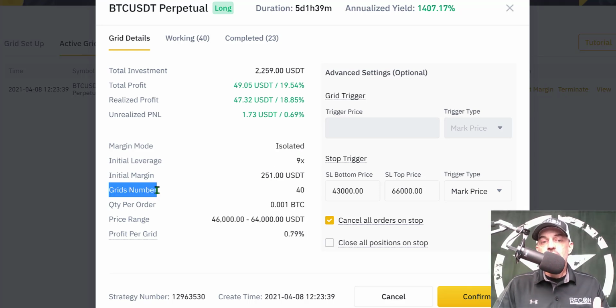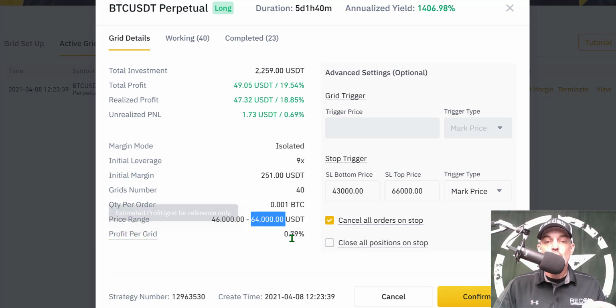For this particular grid strategy, I went with 40 grids. The quantity per order was 0.001 BTC. My price range was 46,000 to 64,000, and as you saw on the chart, we're about to exceed this level. And then my profit per grid came to 0.79%.